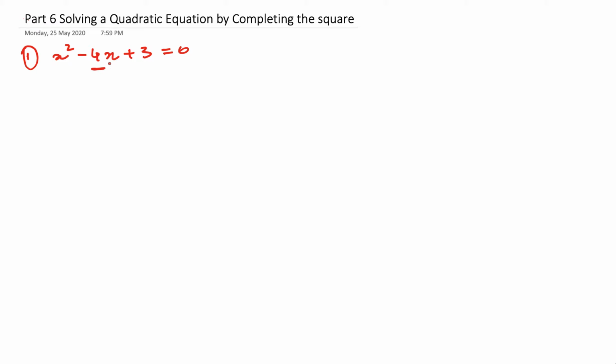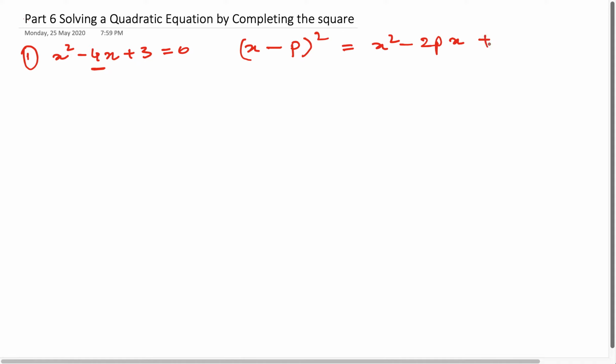What will happen is you have to represent this equation in the form of x minus some number. Let me call that number p. You have to represent this as x minus p whole square. Okay, and if you represent this as x minus p whole square, then the middle term of this will be x square minus 2px plus p square. This will be the middle term.